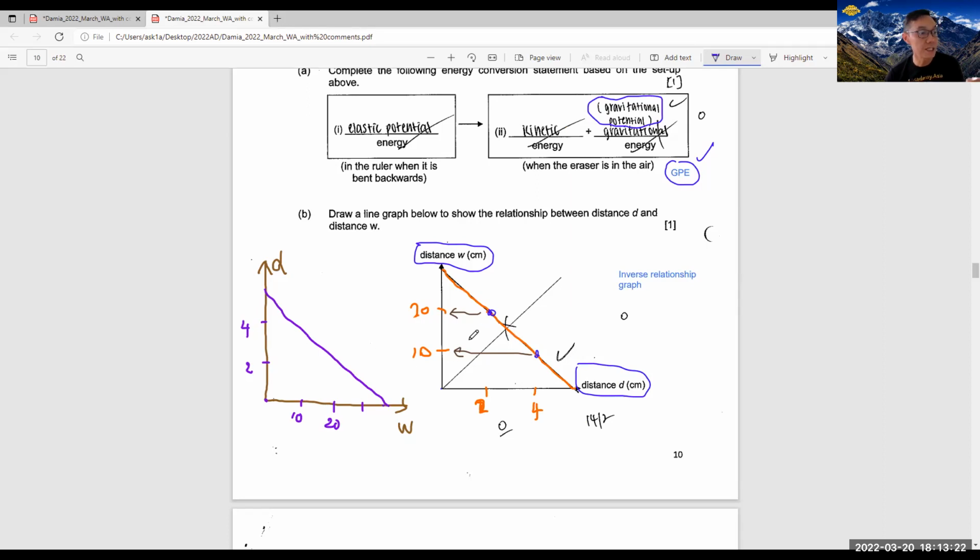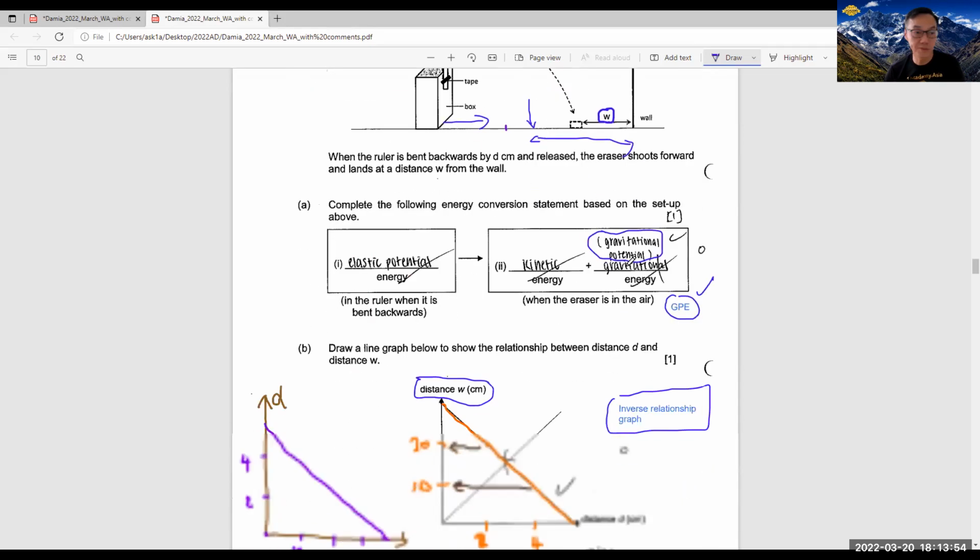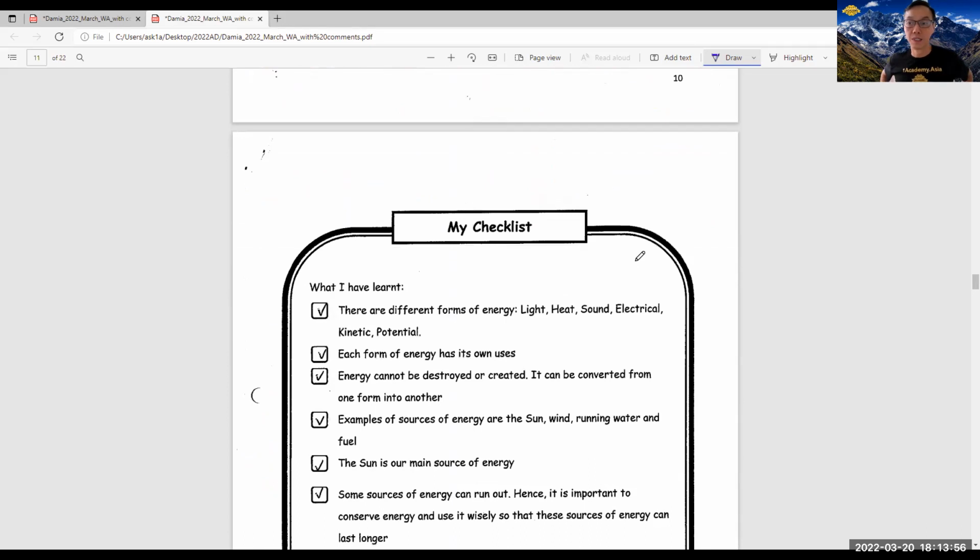Okay, if you see these are questions, this is called the inverse relationship graph. That means as one variable increases, the other variable or the resultant result decreases. So this is called the inverse relationship graph. So students need to be very careful, because instead of measuring the distance from the firing point, they measure the distance from the wall. This will cause an inverse relationship result. So need to be very careful, but not to worry. As you join 1Academy Science, you will be exposed to more of these questions.